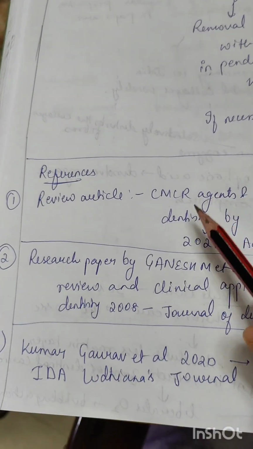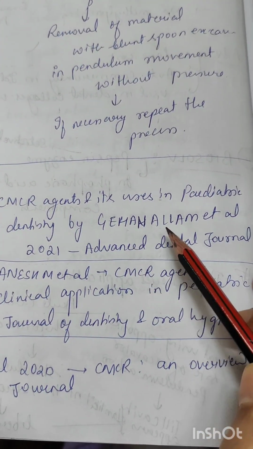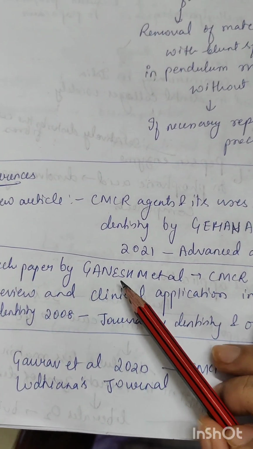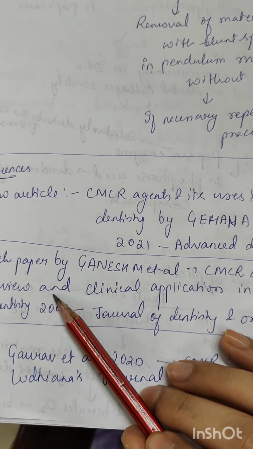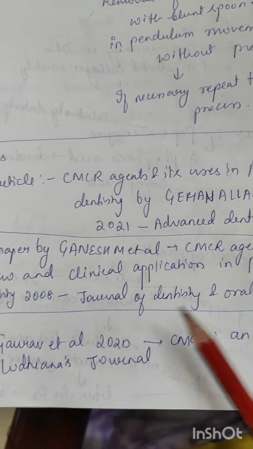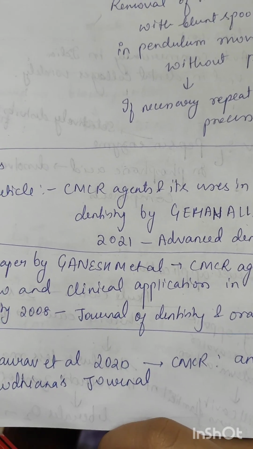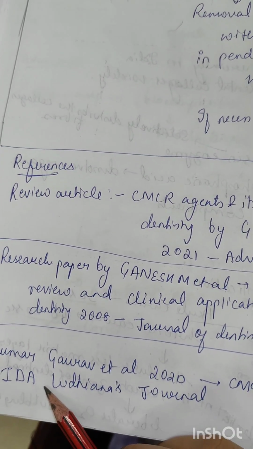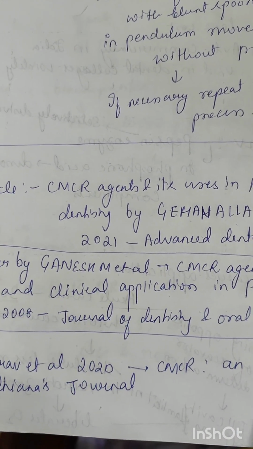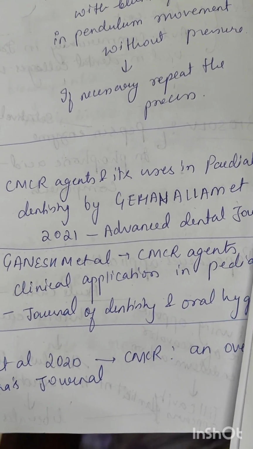So my references: I have taken a review article on CMCR agents and its uses in pediatric dentistry by Gahan Alam et al. 2021 from Advanced Dental Journal. Next, a research paper by Ganesh M. et al. on CMCR agents, review and clinical application in pediatric dentistry, 2008, from Journal of Dentistry and Oral Hygiene. Next, I have taken from Kumar Gaurav et al. 2020, CMCR: an overview, from the Indian Dental Association Ludhiana's journal. And for biocompatibility, Santos et al. 2020, and for effectiveness in caries removal, Manal S. et al. 2023.